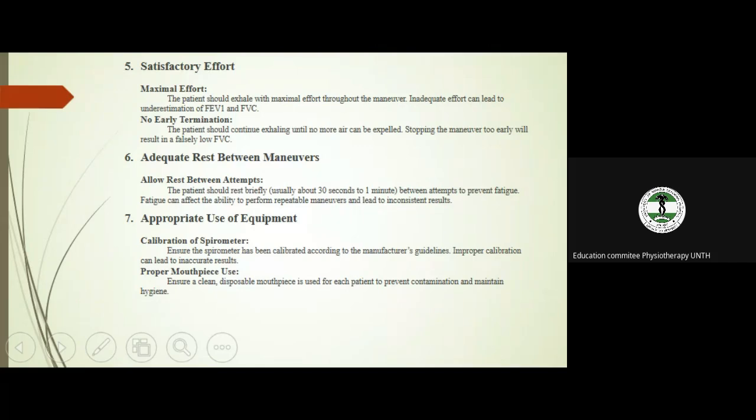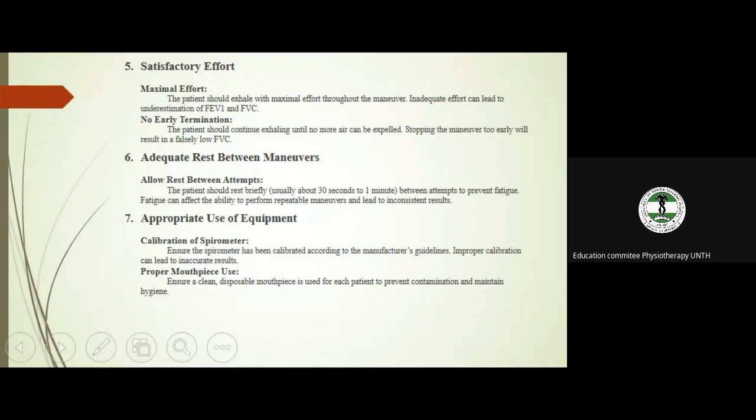No early termination of the test. The patient should not stop. You should blow out longer. If you don't blow out longer, it will affect the FVC, the forced vital capacity, which will give a wrong result.